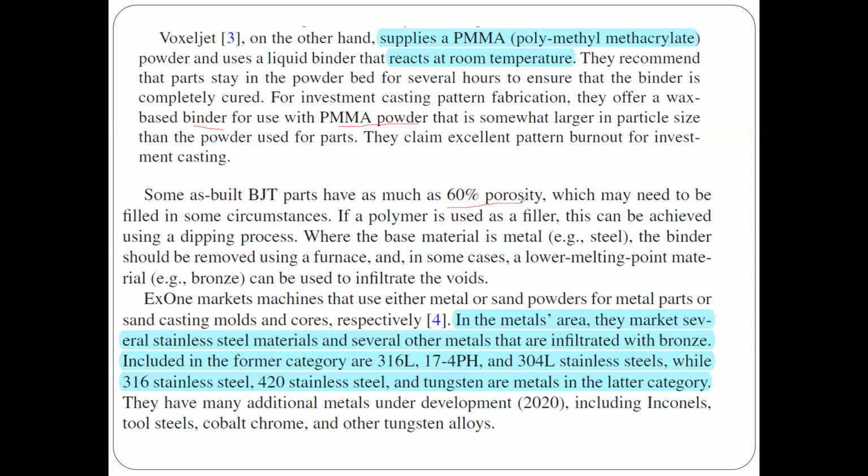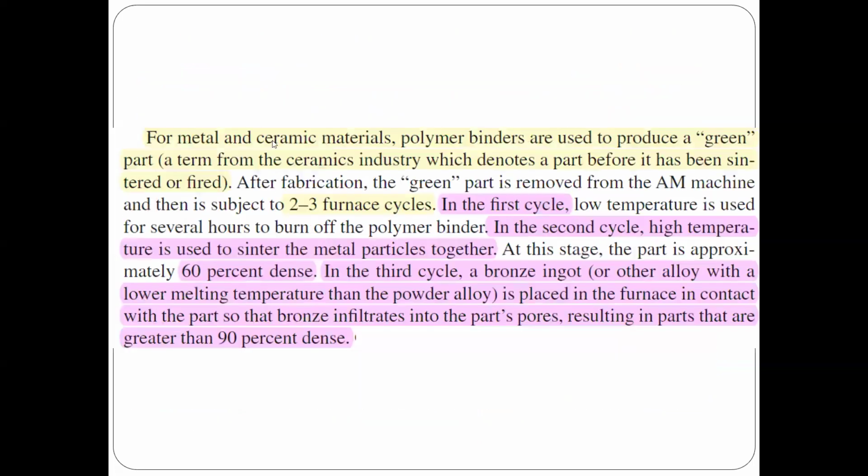Please read that one. They have many additional metals under development. So I'm talking about the company called X1. They're working on different combinations of powder and material. For metal and ceramic, for example, here, ceramic materials, polymer binders are used to produce a green part. So green part, you know, is the printed part when it is ready for the sintering process, or it is ready for the furnace.